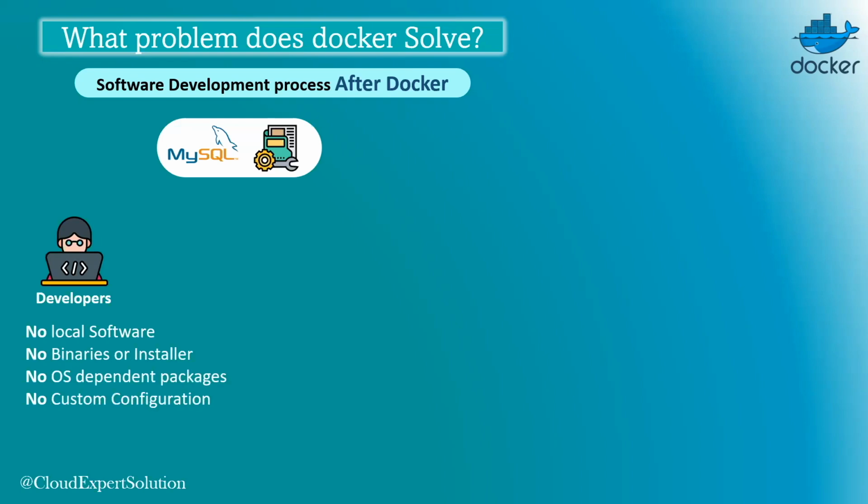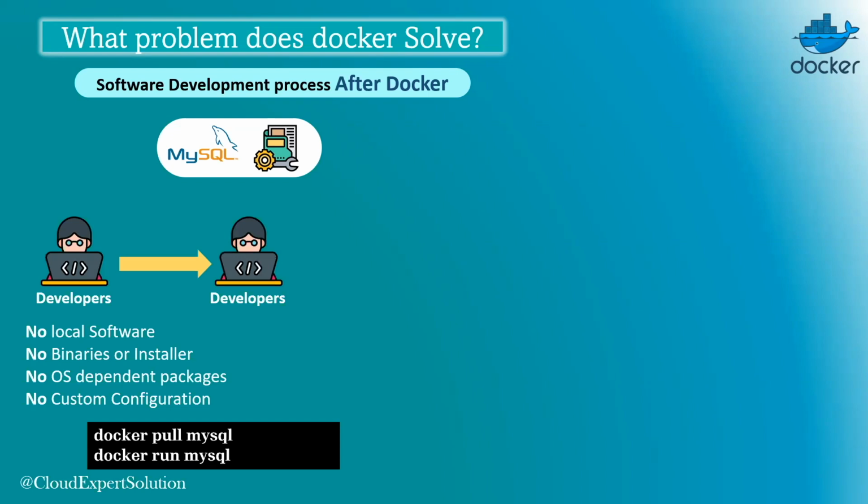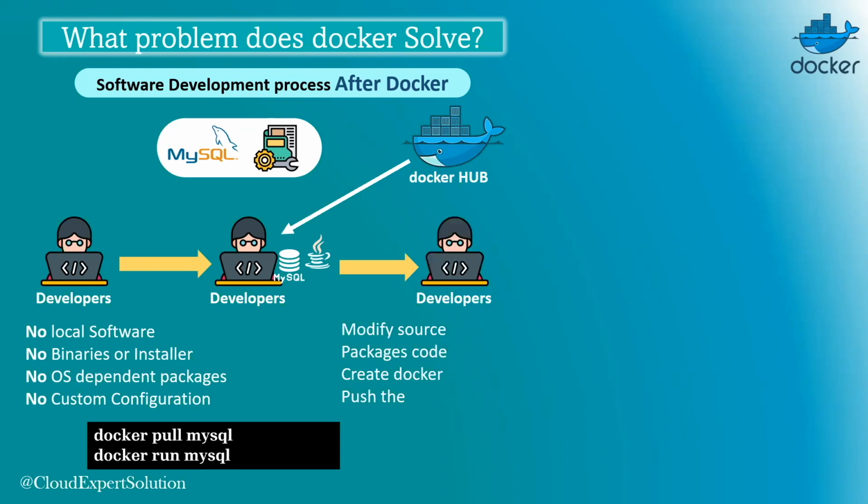As a result, there are no binaries, installers, OS dependent packages, or custom configurations. Instead, developers can pull the required software's Docker image from the public Docker Hub, where all images are stored and publicly available. If they need to use multiple softwares, then they can pull each one separately and run them as Docker containers. After the setup, developers modify the code, package the source code with all dependencies and required configurations, and create a custom Docker image.